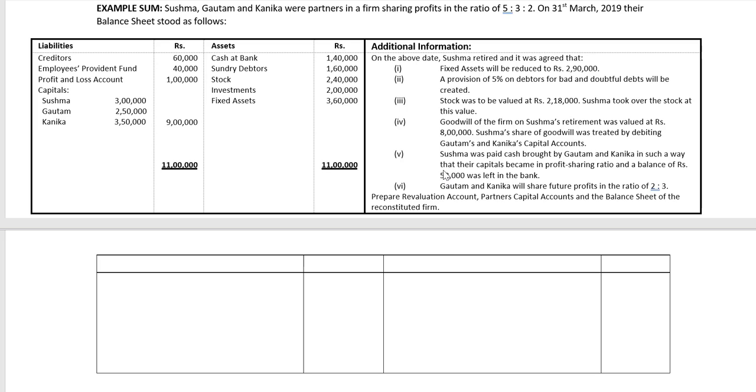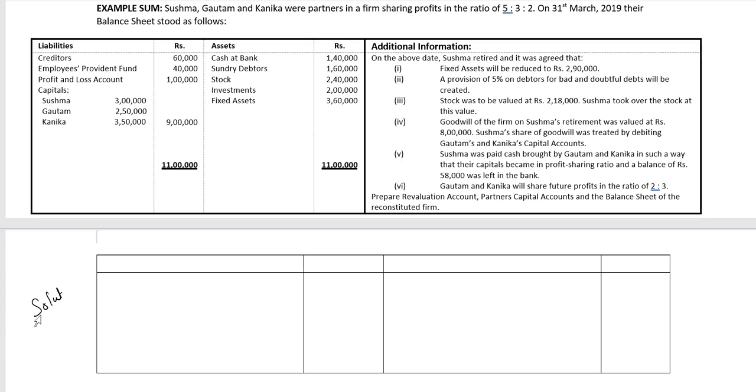So the point 5, which says Sushma, who is a retiring partner, was paid cash brought in by Gautam and Kanika in a way that their capitals became in profit sharing ratio and also a balance of rupees 58,000 was left in the bank. So this tells us it's the fifth method of adjustment of capital sum. So we'll start with the revaluation account, continue with the partner's capital account, and then the balance sheet. The working notes we will do after the balance sheet.